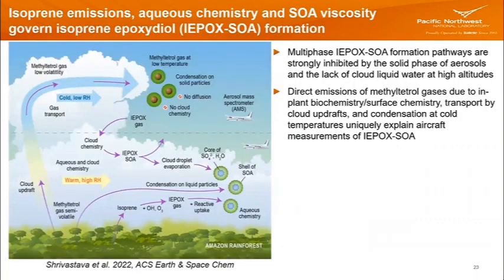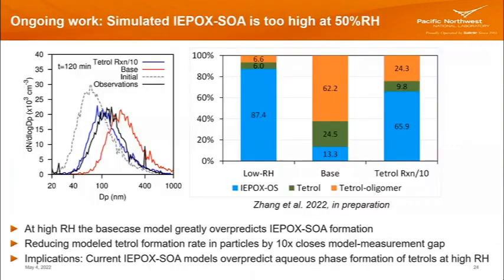So this is just another figure showing that you have these direct emissions of methyl tetrals being carried up by cloud updrafts. And in the upper troposphere, there is no diffusion, no cloud chemistry, no liquid water in the particle phase, but then the direct condensation of methyl tetrals can uniquely explain aircraft measurements, because we have looked through it by conducting many sensitivity studies in the model. This is just an ongoing work which I'm doing.